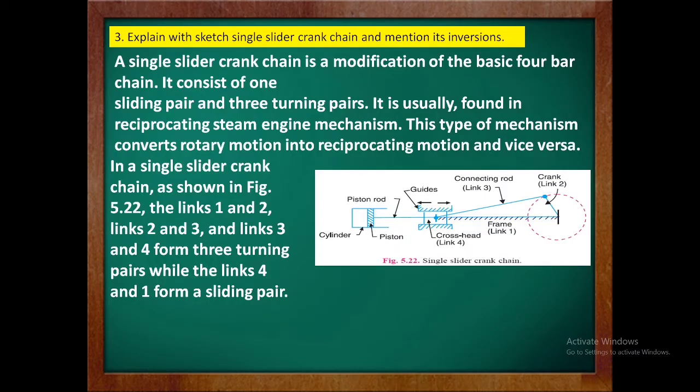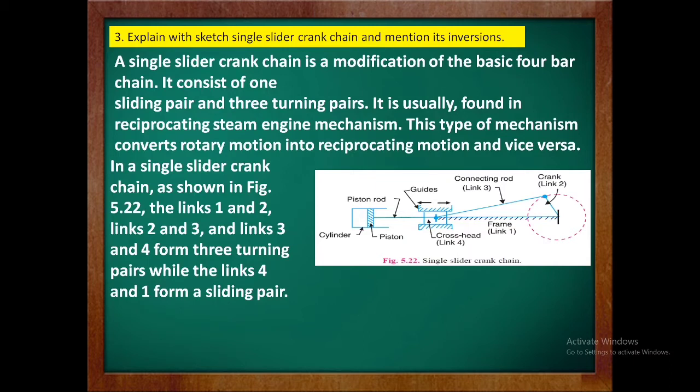Next question: explain with sketch single slider crank chain and mention its inversions. Friends, single slider crank chain means it consists of only one sliding pair, whereas it consists of 3 turning pairs. A good example for this one is the steam engine. A single slider crank chain is a modification of a basic 4-bar chain. It consists of one sliding pair and 3 turning pairs. It is usually found in a reciprocating steam engine.